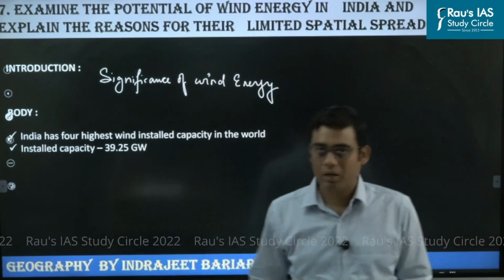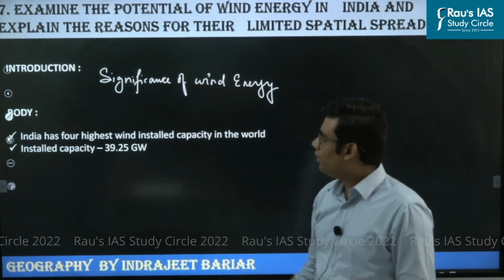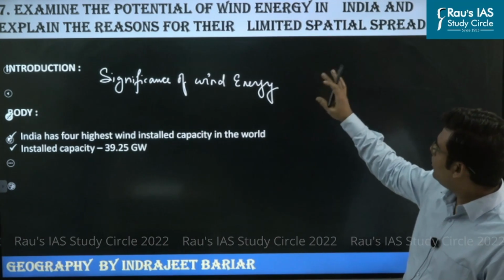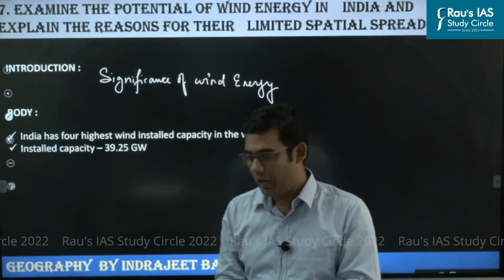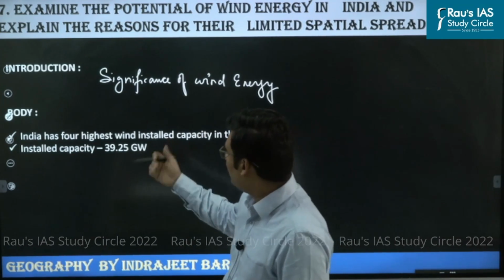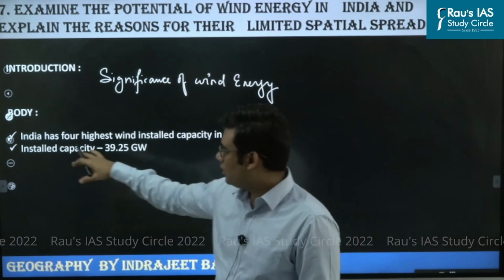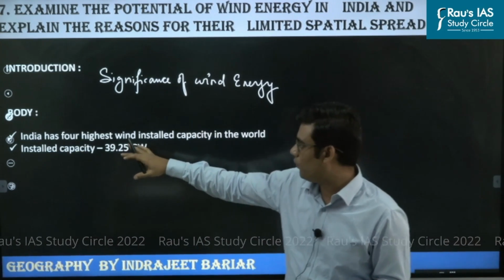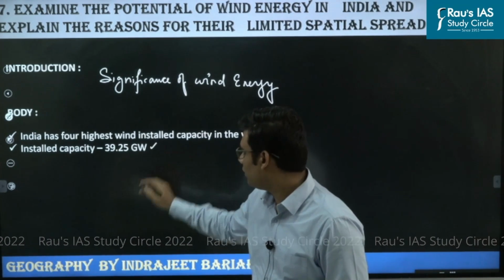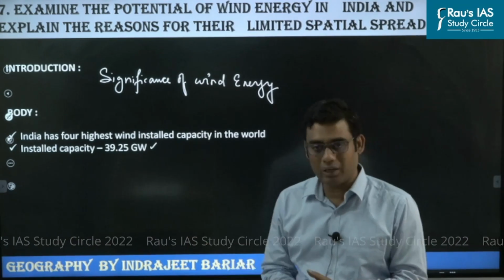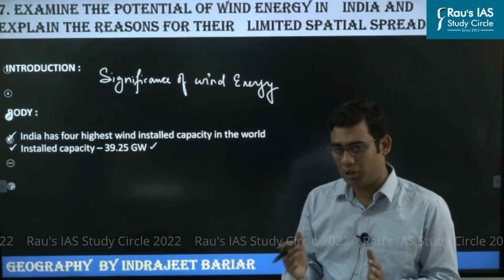After that, in the body part, we would be directly catering to the demand, where the first part is asking the potential of wind energy generation. So that's the first portion of my body part of the answer. In that, I'll start with the installed capacity. You can see the facts over here that India has the fourth highest wind installed capacity in the world, where our installed capacity is 39.25 gigawatts. That's to start with. And then I'll directly jump to the potential part.